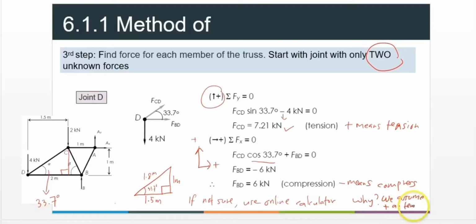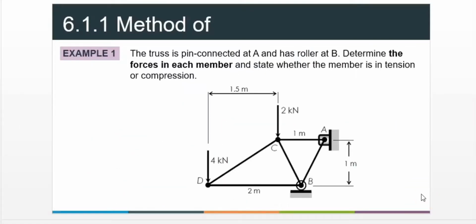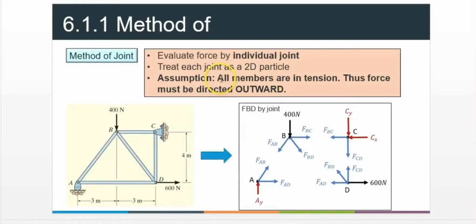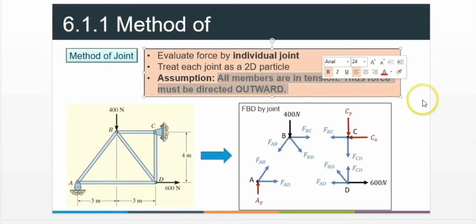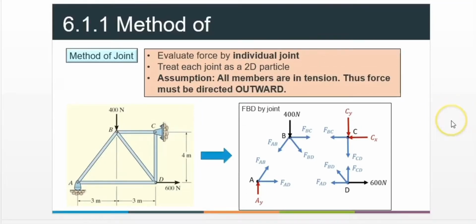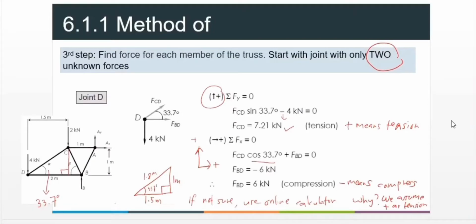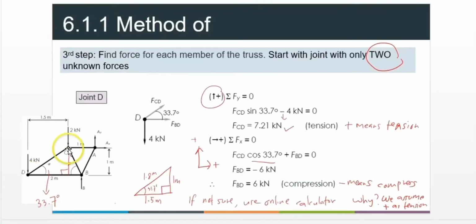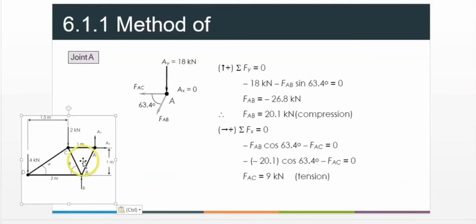Right. So again, saya nak tekankan dekat sini, why is it compressed? Sebab kita assume first sebagai tension. Okay, kita assume semua tu keluar daripada every point tu. So ni this one. Okay, kita assume all members are in tension. So direction of force must be directed outward. So bila dapat negative, that's mean dia compress. Okay, clear on that part. So jangan confuse which one is tension, which one is compress. Okay. And then clear for the joint.